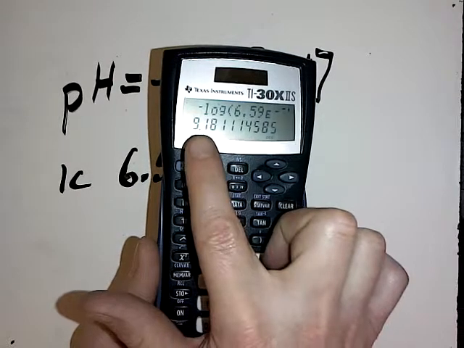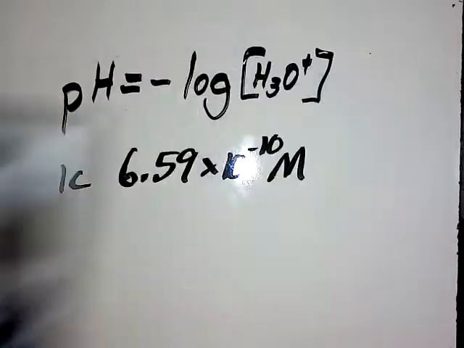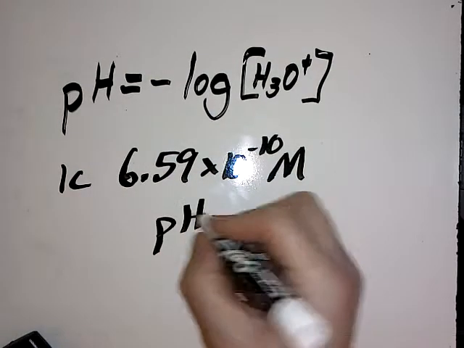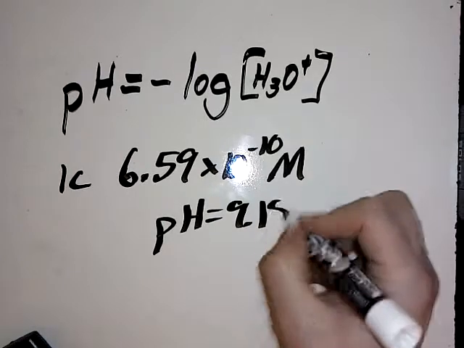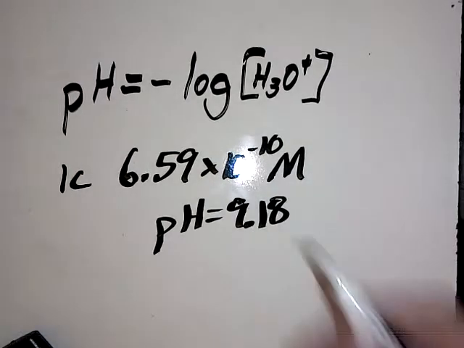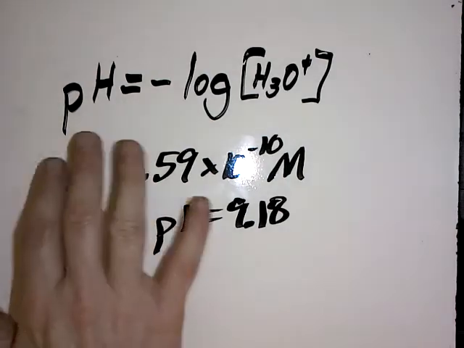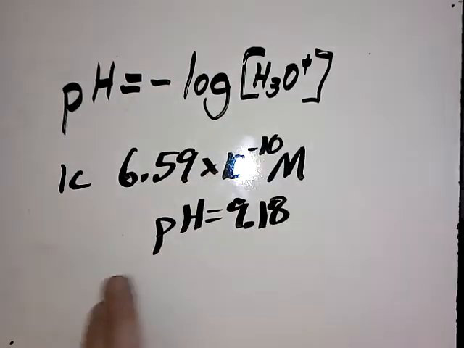Now that was pretty close to the 10 that I thought I might see. So pH equals 9.18. Okay. And that's my answer for 1C. So that should at least get you started. If you're given a concentration of hydrogen or hydronium, that's how you find the pH.